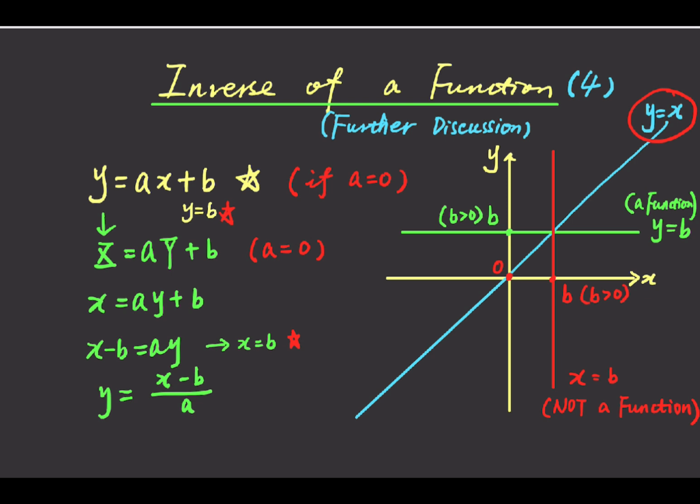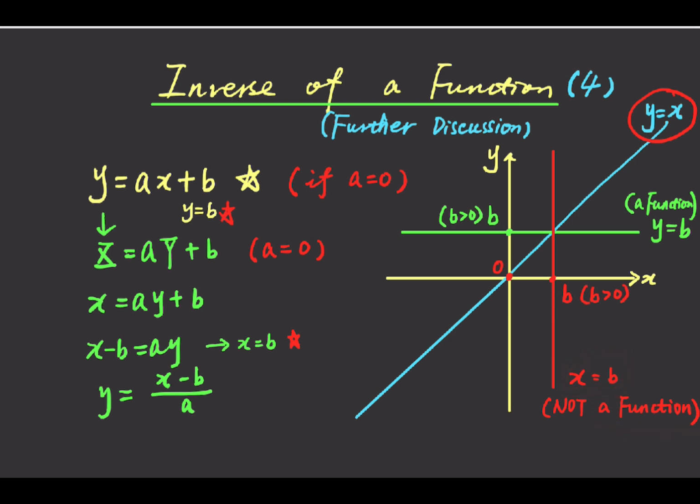This is the geometry. But in algebra, we can judge x equals b. That will say, when x equals b, we will have countless y values to correspond with this x value. So for one x value, we have countless y values. That will say it is not a 1-to-1 relation. So in algebra, we can judge this relation is not a function. In geometry, we can judge it is not a function.